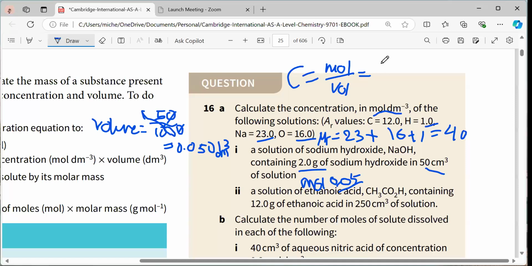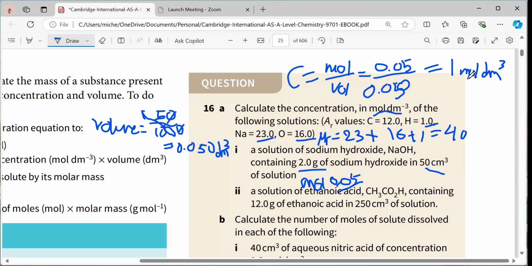Okay, so here we have the mole right here is 0.05. And then the volume would be 0.050. Okay, that's 50, right? So this equals to 1 mole per decimeter cubed.